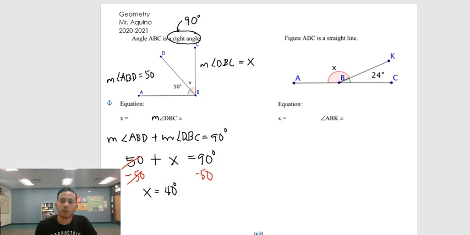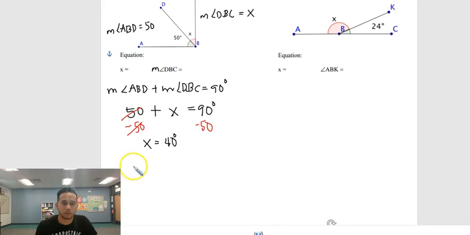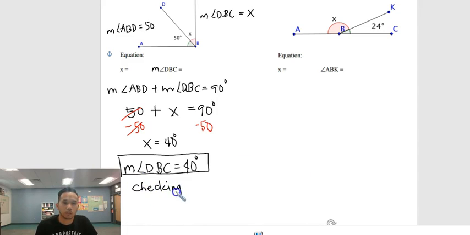Okay, so you can now say that the measurement of DBC is equal to 40 degrees. Okay, when you check your answer, checking, you add 50 plus 40. Is that equal to 90? Yes. So 90 is equal to 90.